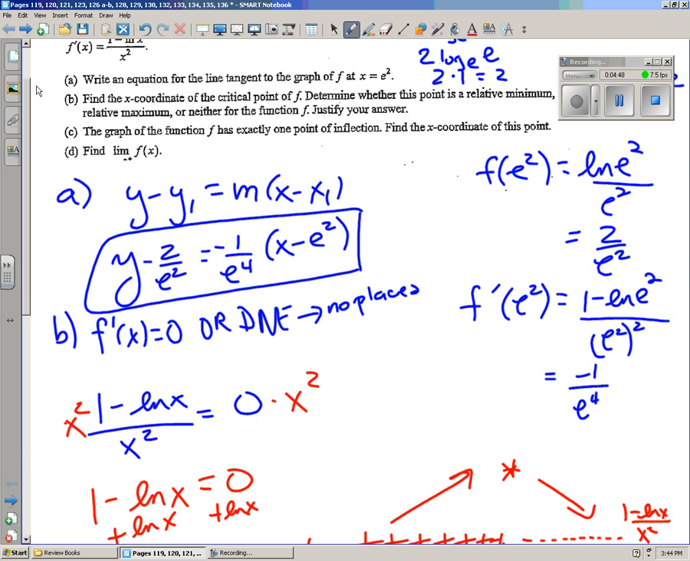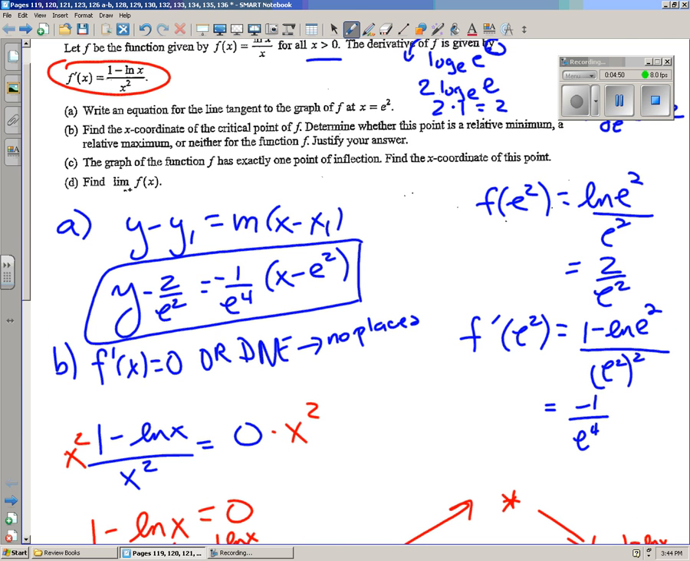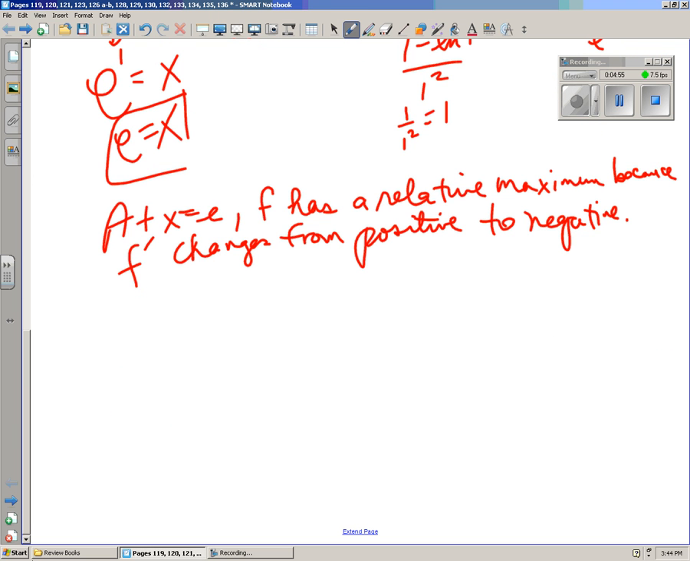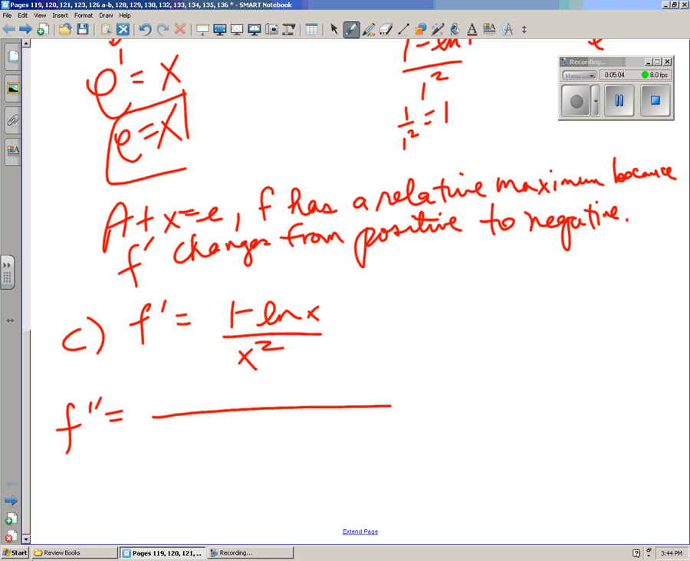Part C says the graph of the function has 1 point of inflection. Find the x-coordinate at this point. Well, here's our f prime. Points of inflection are gotten by looking at f double prime. So part C, f prime was 1 minus ln of x over x squared. f double prime is going to be gotten by the quotient rule of that. So come over here.